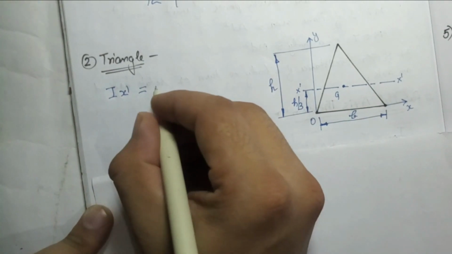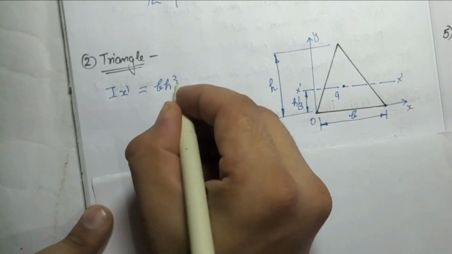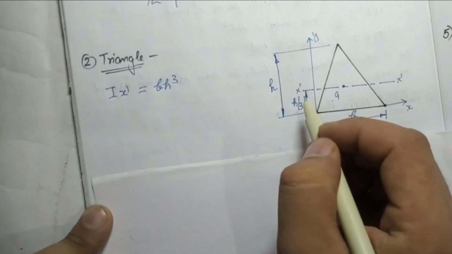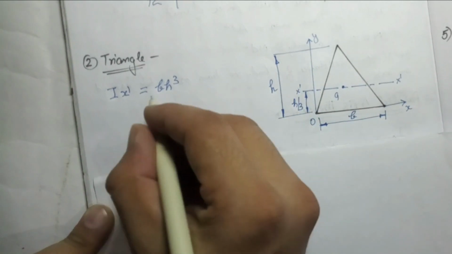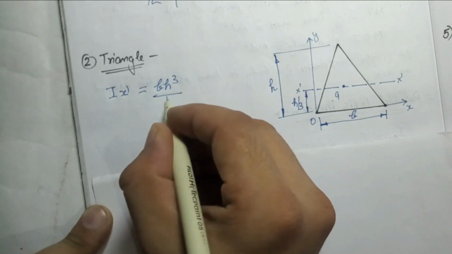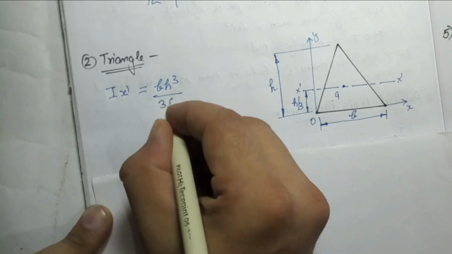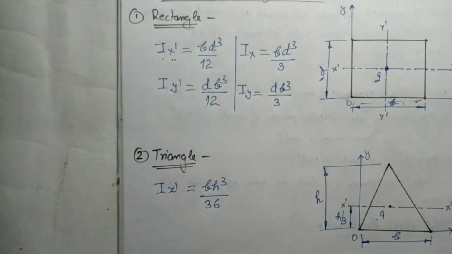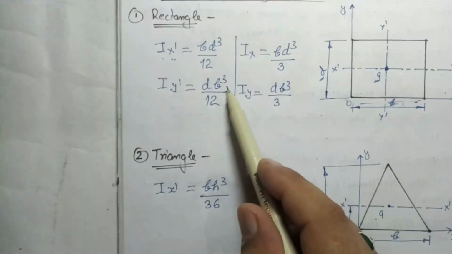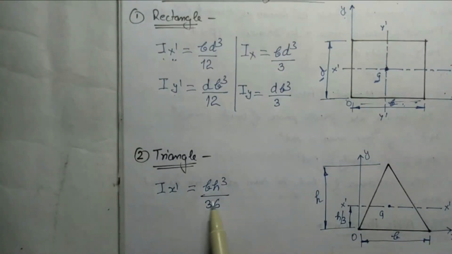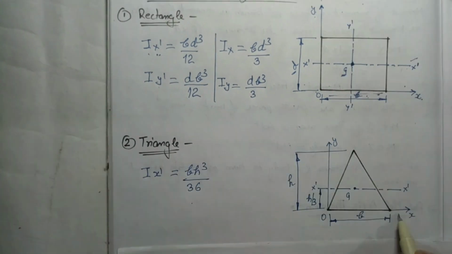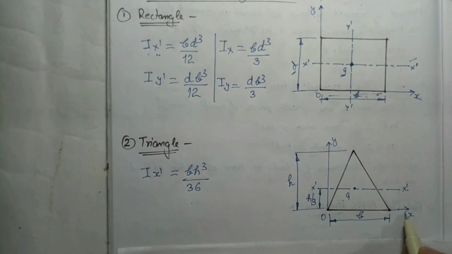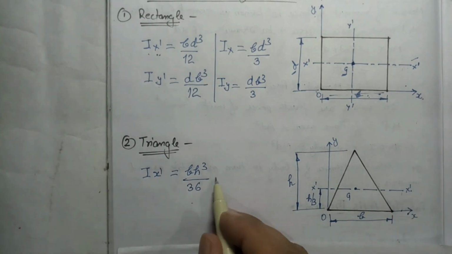Now in that case, the moment of inertia about the x axis passing through the center of gravity is equal to b h cube by 36, just similar to the rectangle. Just compare the formula to remember, b d cube or d b cube by 12, so here b h cube by 36. Now again, if I have to find out the moment of inertia about this axis, you can use the parallel axis theorem to shift the moment of inertia about this axis by A h square.